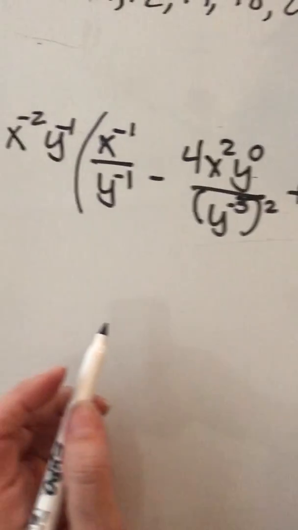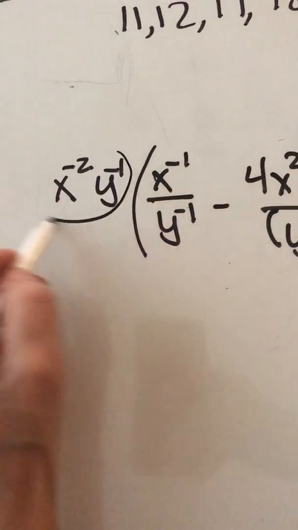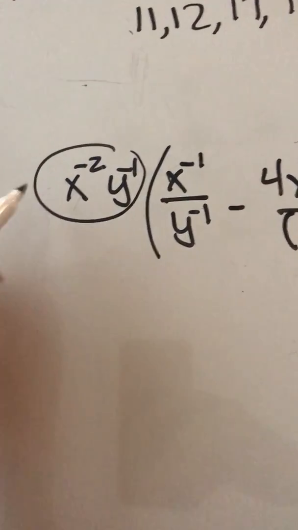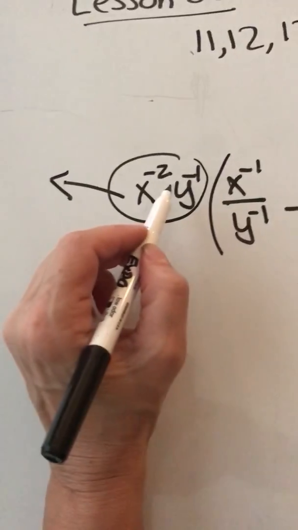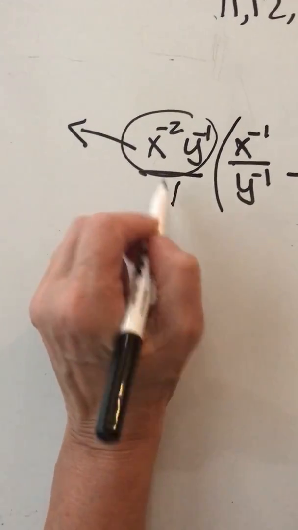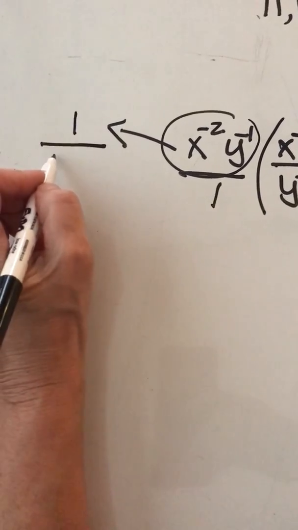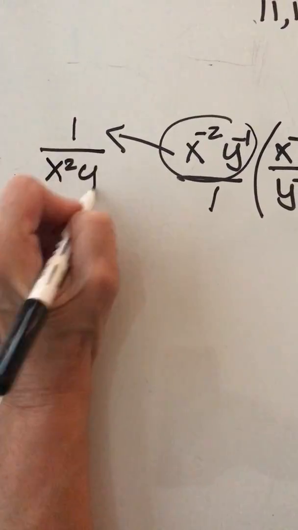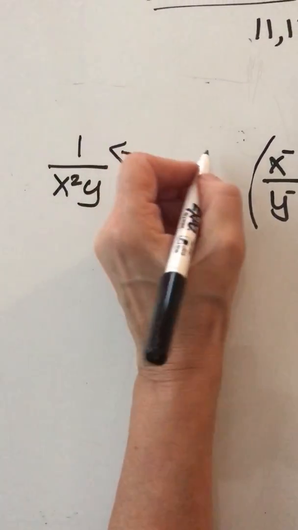All right, the first thing I'd like to do is for this that's outside, that I'm going to be distributing, I'd like to make my exponents positive. They're both negative. It's really this over 1. To make them positive, I move them to the denominator. So I'm going to change this to 1 over x squared y, and then I'm going to distribute.